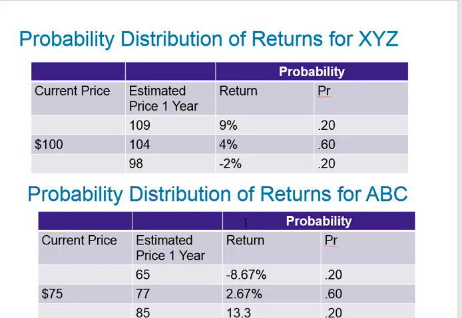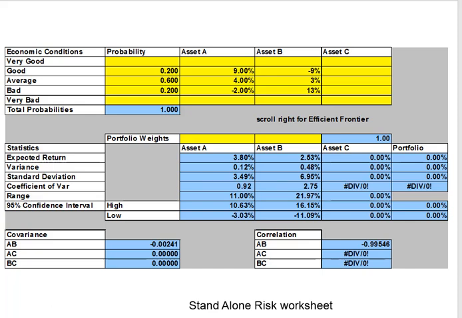We also had talked about something called standalone risk. Now we have two assets to talk about, X, Y, and Z. We paid $100 for this stock. Here are the estimated future prices, the rates of returns on those prices, and the probability of those events occurring. Likewise, we have another stock, ABC. We again have their current price, the estimated prices per year, returns, and their probabilities. So let's see what happens when we put these numbers into a spreadsheet.